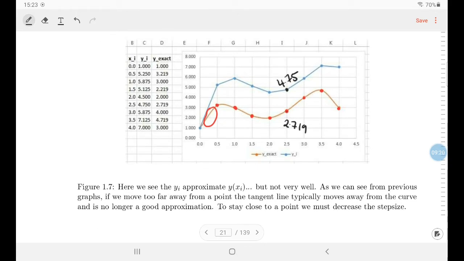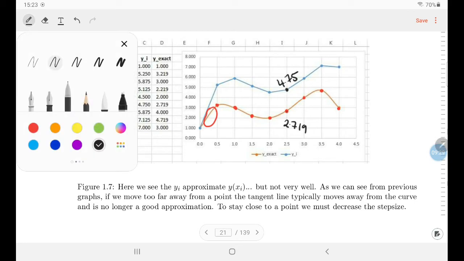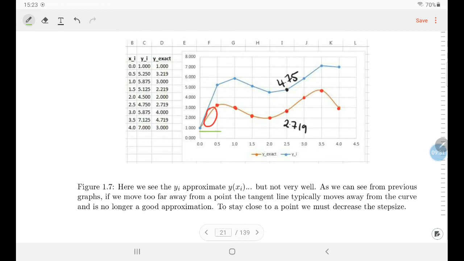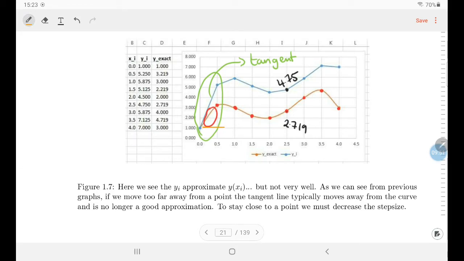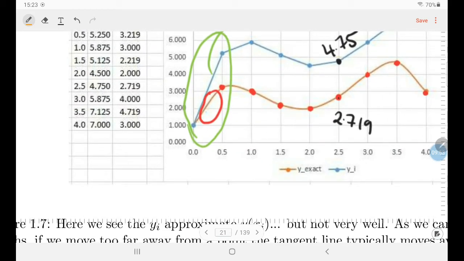As you see from previous graphs, if we move too far away from a point, the tangent line typically moves away from the curve and is no longer a good approximation. So what I'm talking about there is, if you look at the very first approximation, so this is the tangent, and actually one of the things about this, Excel hasn't actually drawn it very well. If the true curve, see the way the slopes, if we zoom in, see the way these slopes here are different. The true solution would have started off at the same slope. So it probably looks more like that.